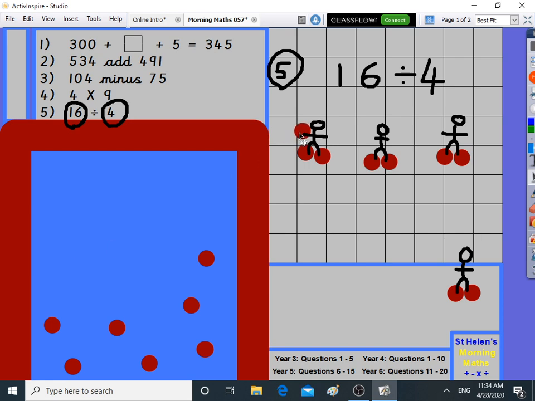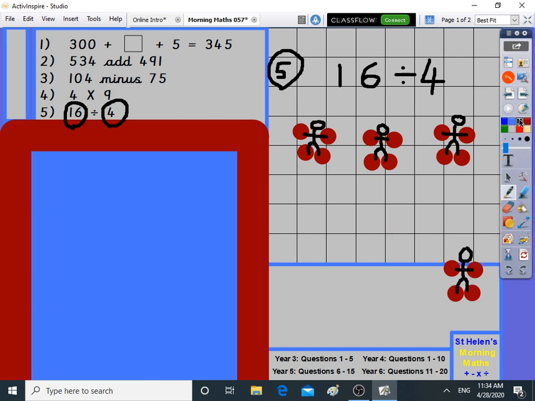Let's put one on their hands. They get one, they get one, they get one, they get one. We're sharing it equally. Sharing 16 out between 4 equally. They can hold another one in their other hand. You're probably going to see what the answer is. It's how many of these little claret circles each stick man has, and the answer is 4.